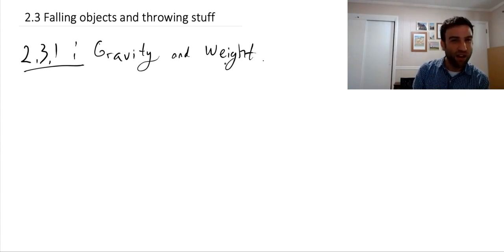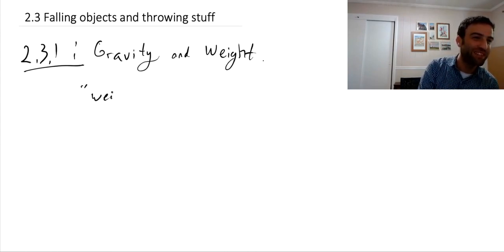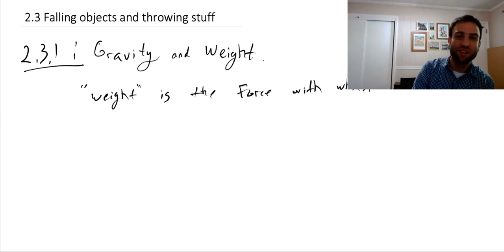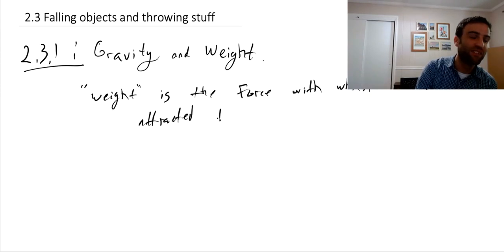And we call the force with which an object is pulled in the direction of the Earth's center that object's weight. So weight is the force with which, let's say, an object is attracted towards the Earth's center.